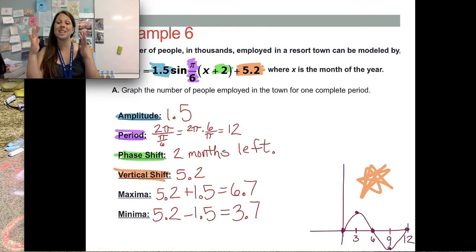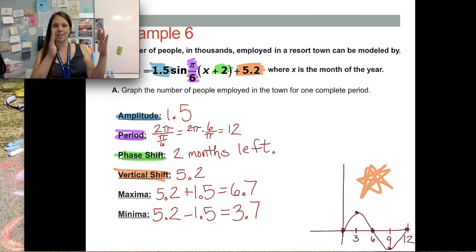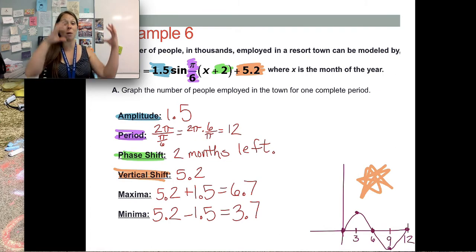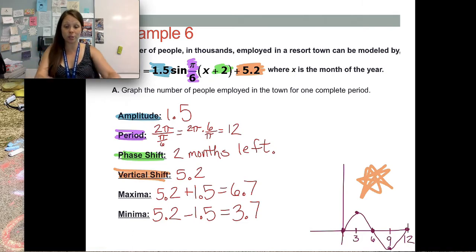But now we're taking that and we're shifting it back 2 months. So now it's going to go from negative 2 months to 10 months, and all these points are being shifted back. And then we're going to take all these points and move them all up 5.2 units. That is what we're going to do on the next slide.